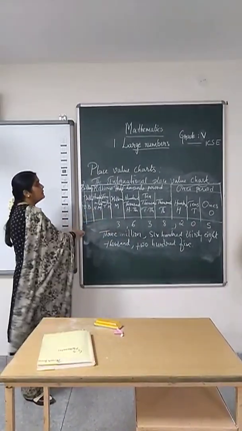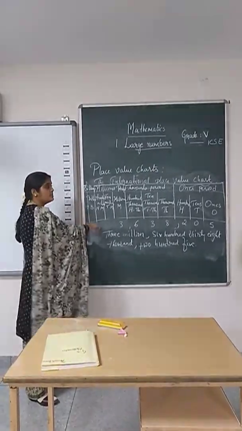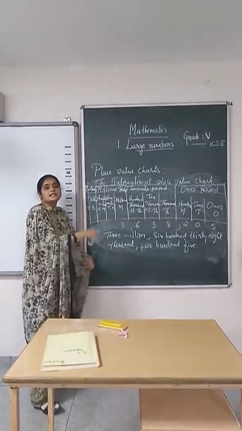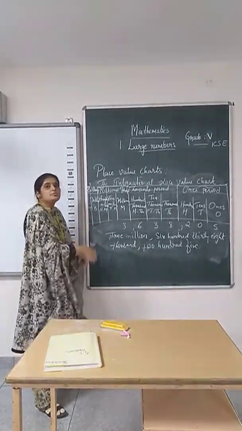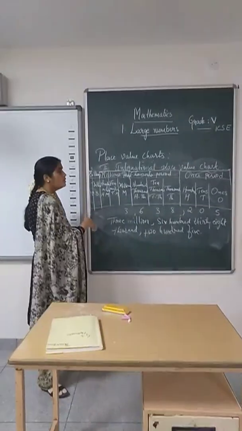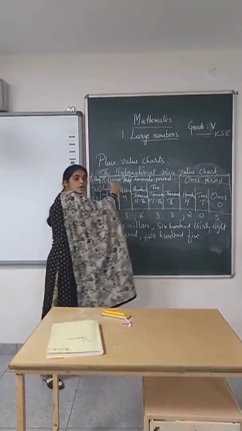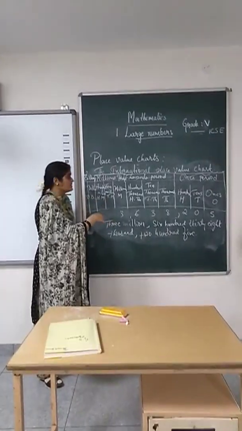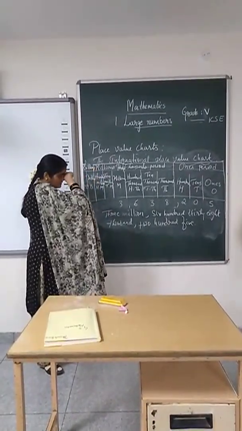So try to remember the Indian and the international place value charts. In the next class, let us combine both. Let us compare both. What are the similarities among the two? In the next class, let us discuss all this. Try to keep this in your mind, children.